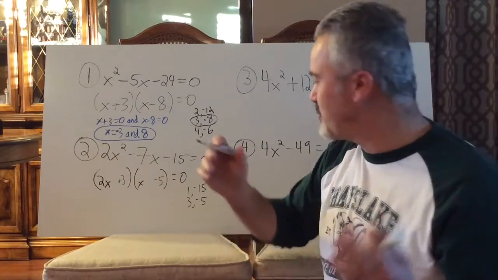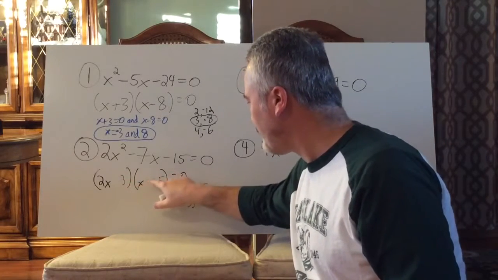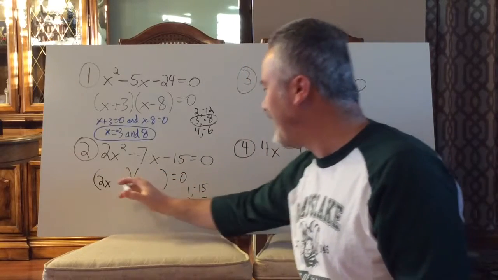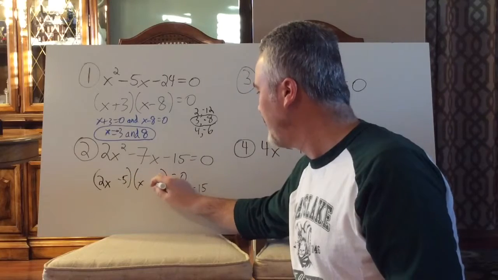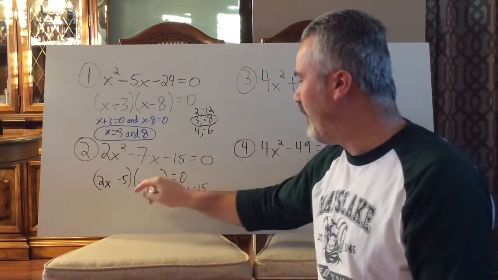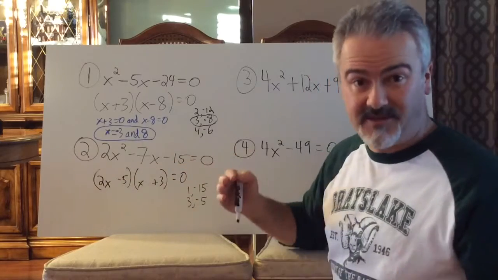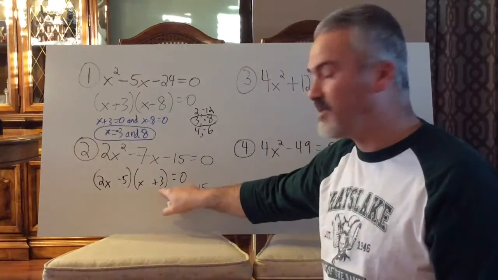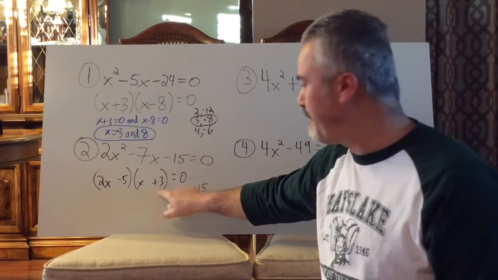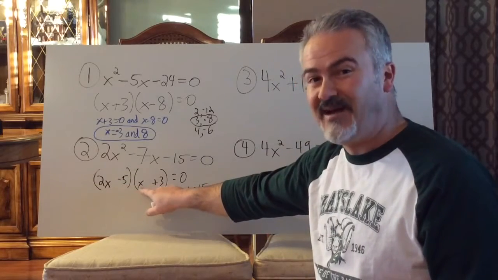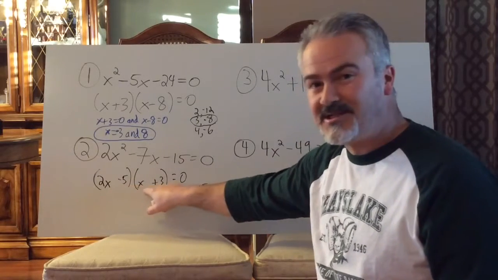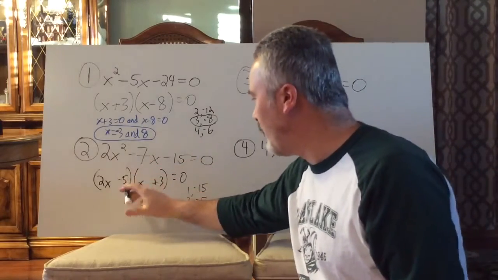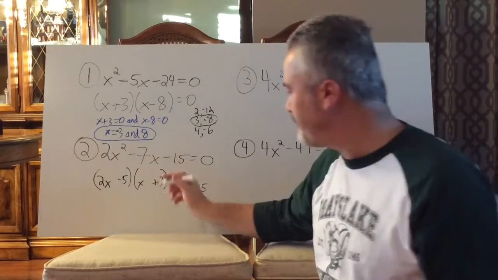Let's say I didn't do that on the first try. Let's say I reversed the numbers. Let's say I had the negative 5 here and the positive 3 here. Well, negative 5 times 3 is still negative 15, so that's okay. But watch how it won't add up to negative 7x in the middle. 2 times 3 is 6. That's 6x. Negative 5 times x is negative 5x. So 6 plus negative 5 is only positive 1, which doesn't match with this. So I would not try those.